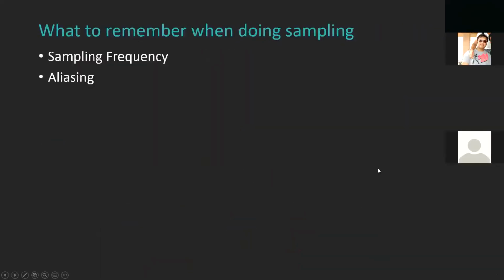Okay. So the next thing is what to remember when doing sampling. Sampling cannot be as simple as just multiplying by an impulse train. There are two things: first is sampling frequency, and second is aliasing. So let's pick sampling frequency first.